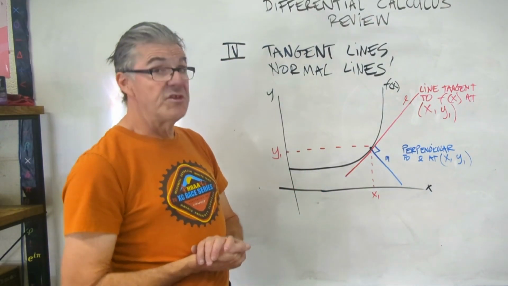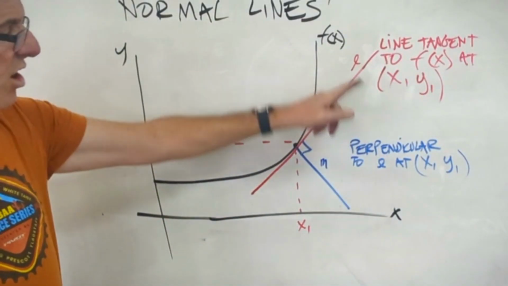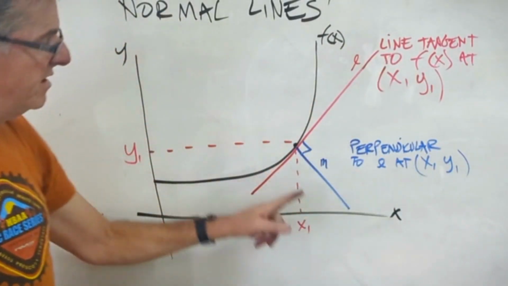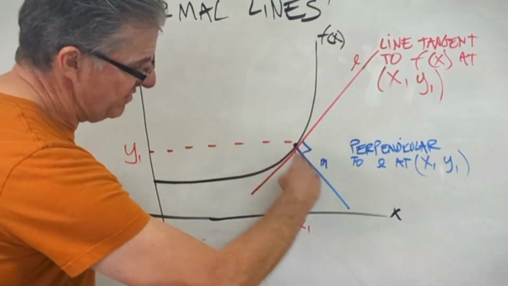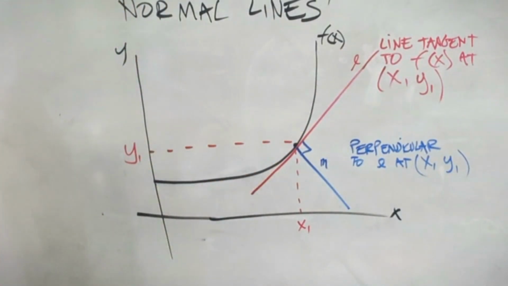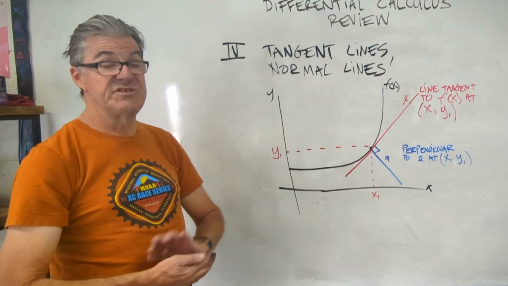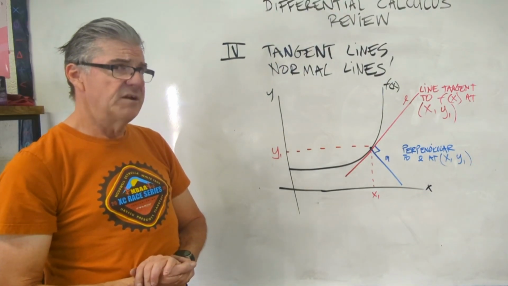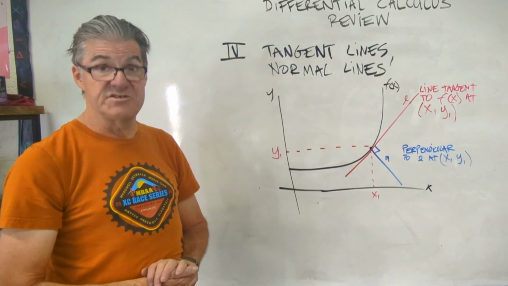Cool. Now, the normal line is perpendicular to the tangent line, also at x1, y1, but it's perpendicular. So the normal line in this case is a decreasing line that goes down that way. It's perpendicular to our tangent line. So that's the general situation with normals and tangents and curves. Now think for a minute. What did we ask you to do with this information?